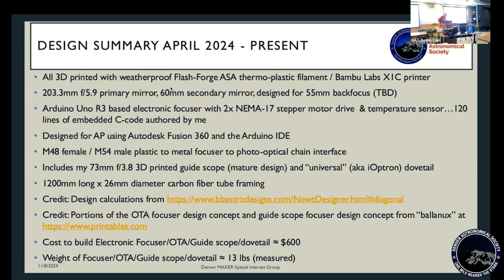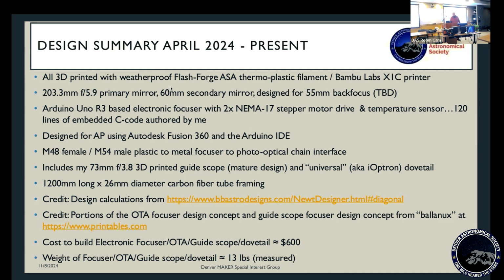Portions of the tube come from a guide scope focuser design. The alias is Balinux at printables.com. And the cost to build the focuser, the tube, the guide scope, and the dovetail, everything you see in front of you, was about $600 so far. I'd like to get that price down once the design is finished. The weight of the focuser, the tube, and the guide scope is currently 13 pounds, and I think I can bring it down 3 pounds, going to a slightly different design.